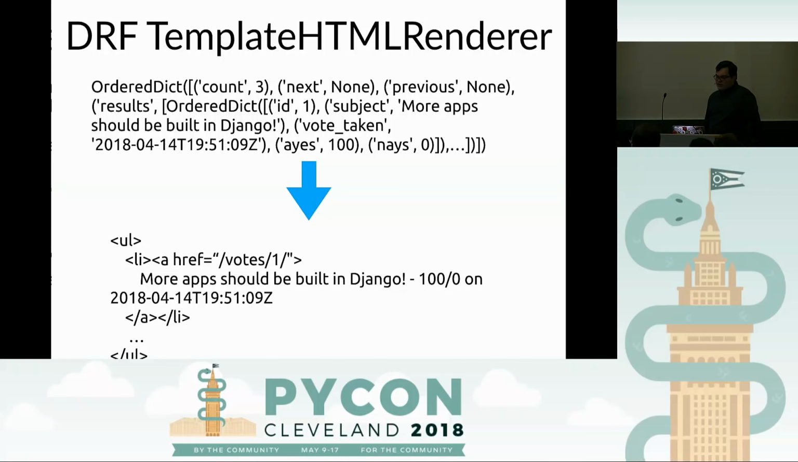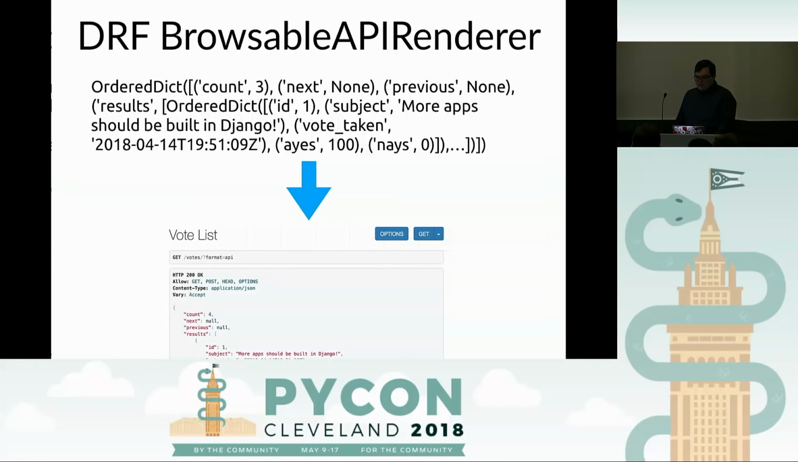What we're going to be using to make this happen is what's called the Django REST framework TemplateHTMLRenderer, where it takes that same internal Python representation and translates it into HTML using a template that we provided it. Similarly, there's the browsable API renderer, which is what we saw before, that takes that internal Python representation and renders it to a template that Django REST framework controls. And so the big difference here is we want to be able to control the template.